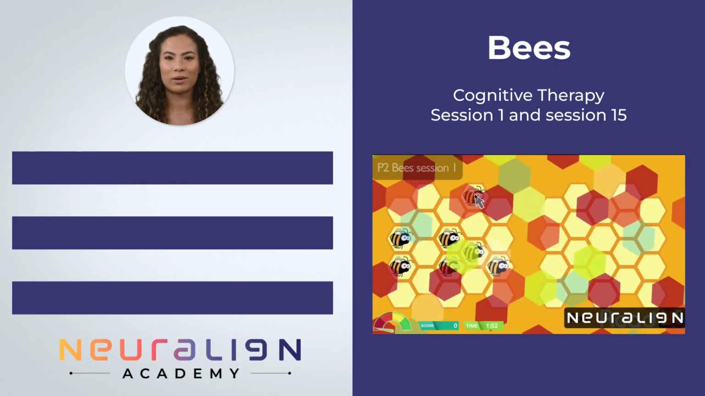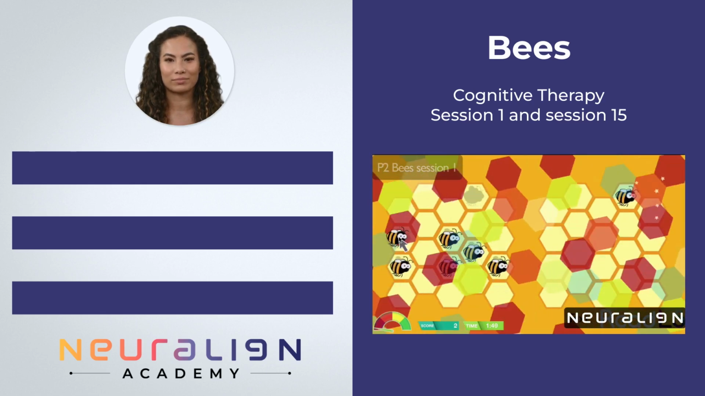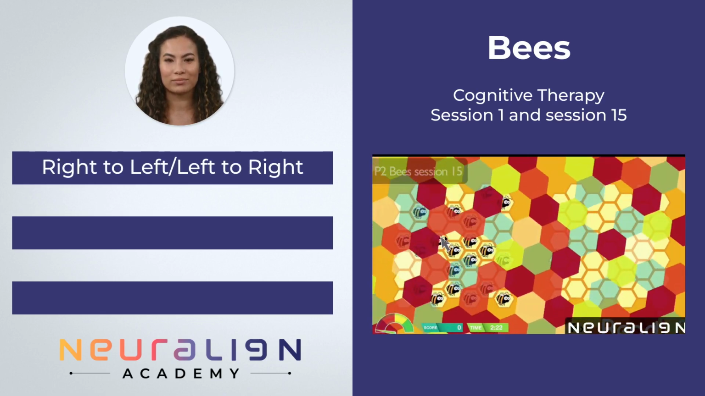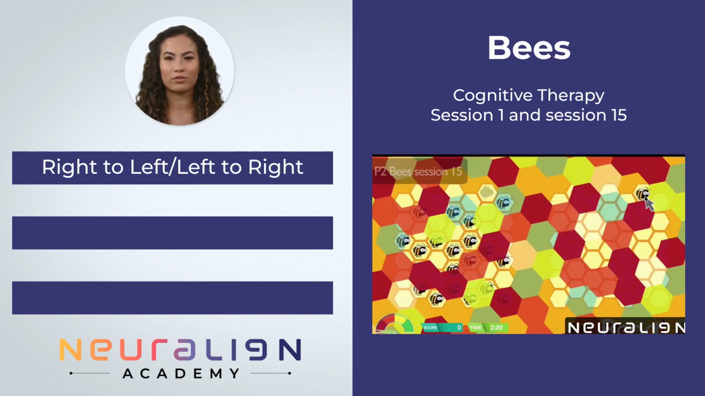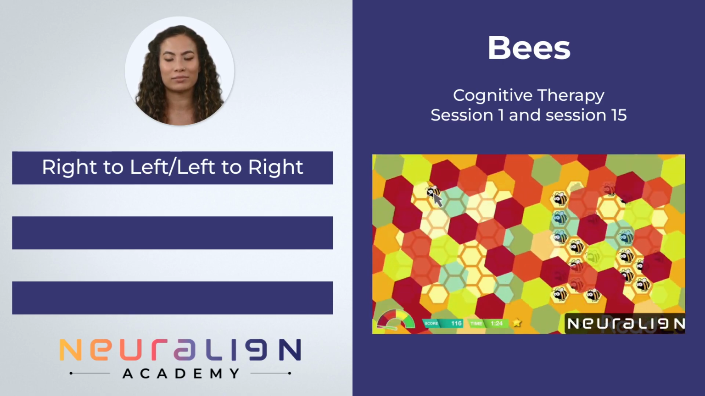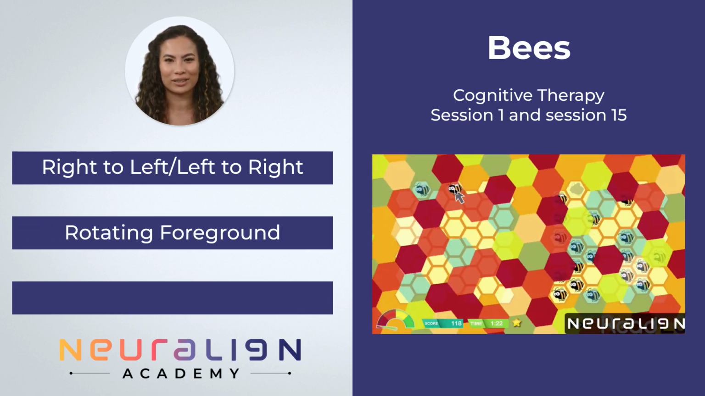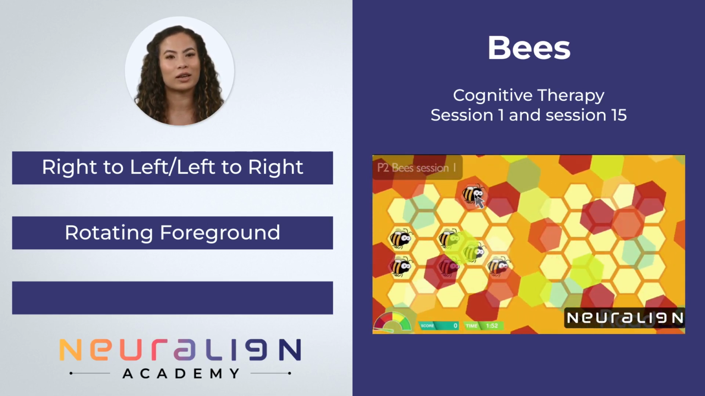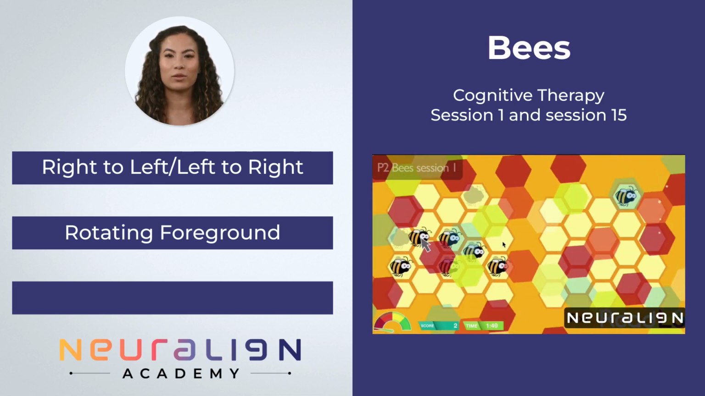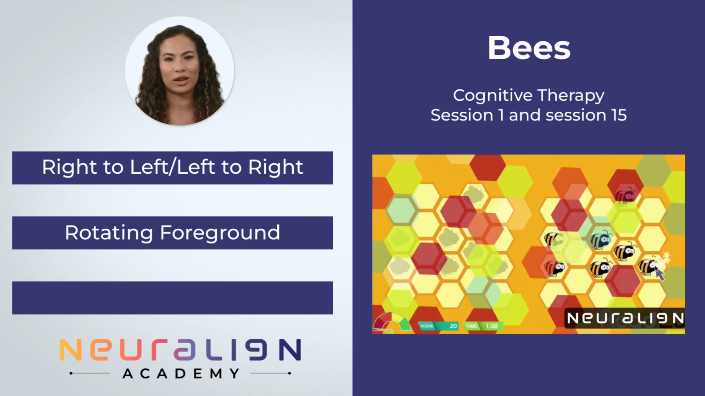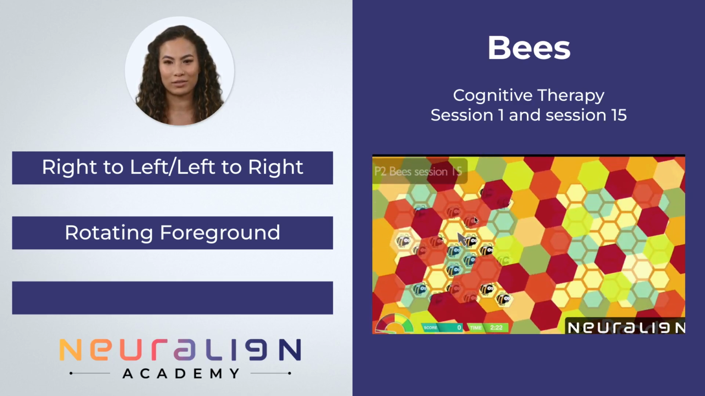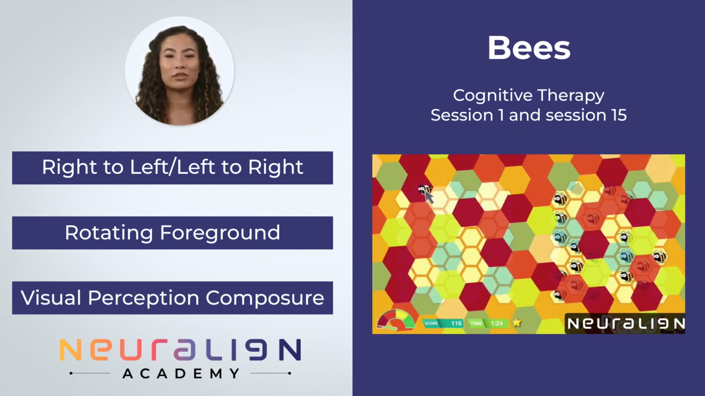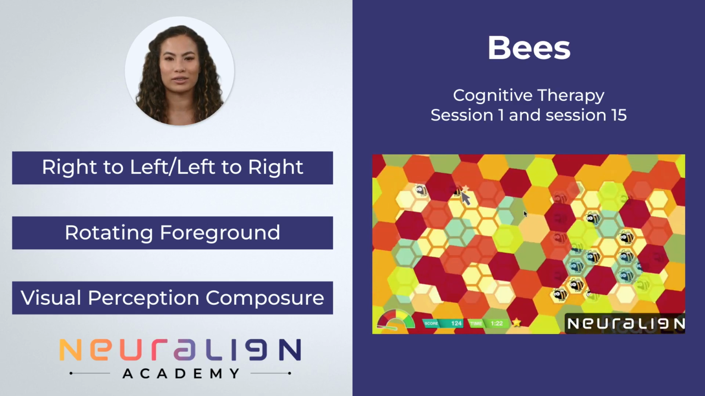This is the Bees game, which is in all 5 levels. Here's what it targets: right to left and left to right movement. This targets saccadic eye movement, tracking, and convergence. The rotating foreground addresses the vestibular system and ocular movement and orientation. It also targets central vision and peripheral vision. Because the octagons are working in front of the bees, it fine-tunes visual perception, composure, or visual closure. Visual closure is an essential component of speed reading.